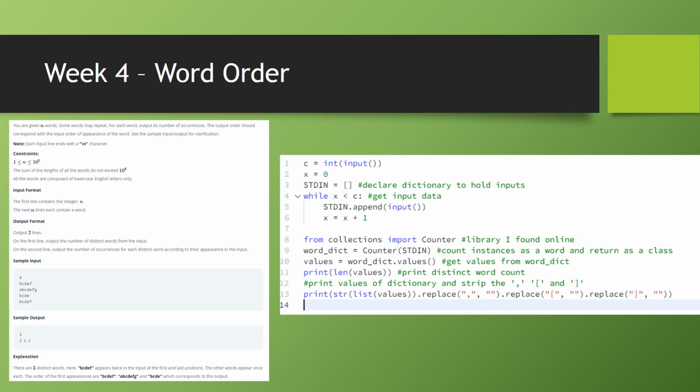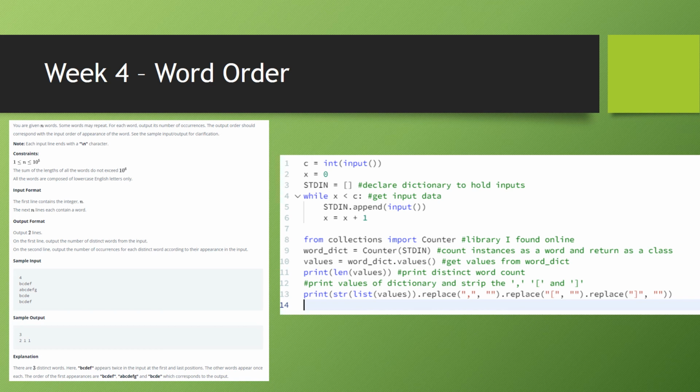I had to look up a library and read about it and figure out what I needed from that library to count the instances of the words and then return as a class. So yeah, it returns as a class, Counter of STDIN, and then you get the values equals word dictionary values. So the keys and the values, it gets the values from the dictionary, and then all I want to do is print the values because the key is the counts.